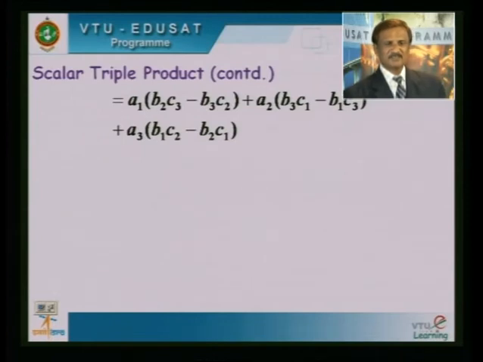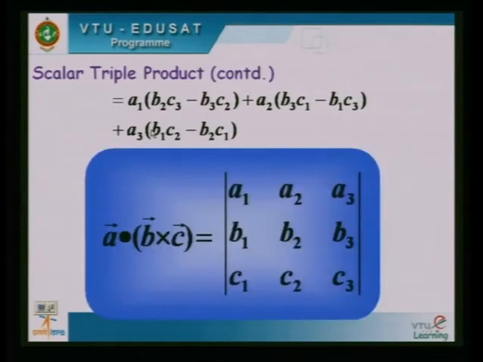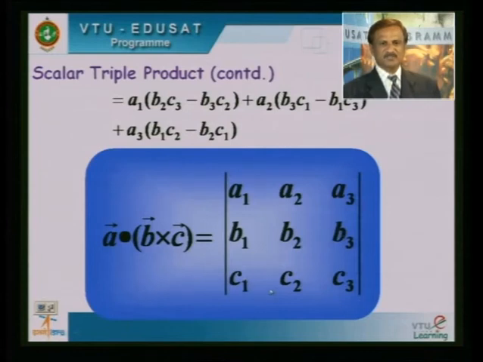Or the same thing can be written as A1 into, A2 into, plus A3 into, is it clear? Or the same thing can be written in this form, A dot B cross C, that is equal to the determinant with first row A1, A2, A3, then B1, B2, B3, and C1, C2, C3. I hope you know the expansion of this determinant. Like that you can define A dot B cross C.